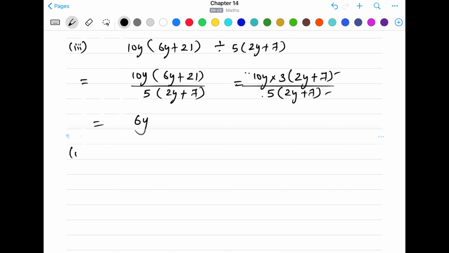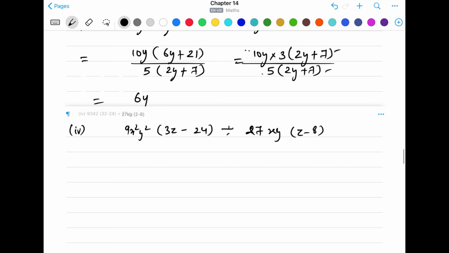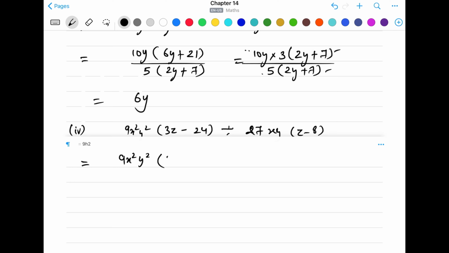Next one is part 4, which is 9x square y square into 3z minus 24, divided by 27xy into z minus 8. Let's write them in division form. First we have 9x square y square multiplied by 3z minus 24, and this is to be divided by 27xy into z minus 8.